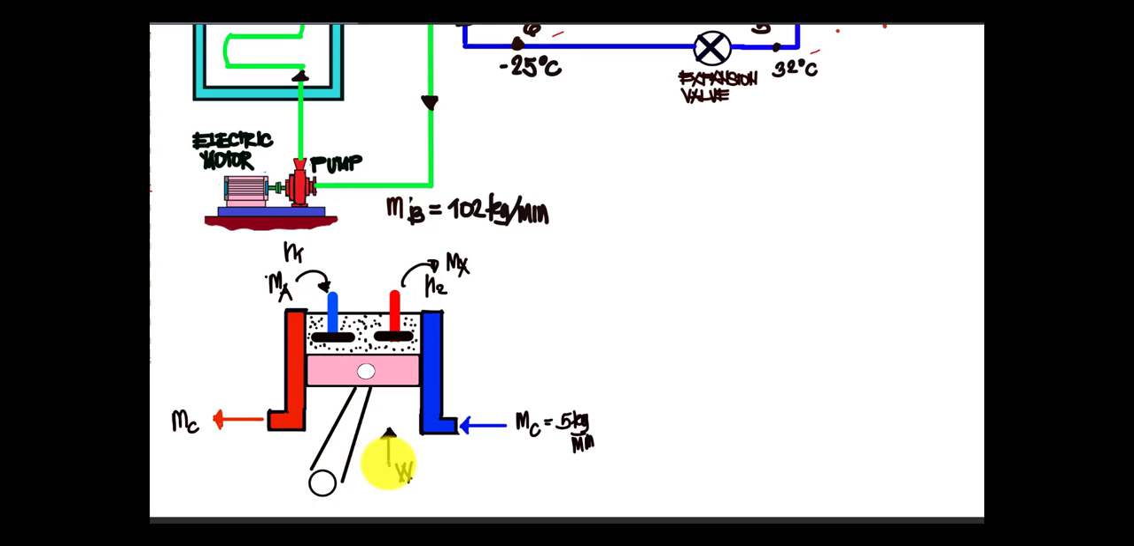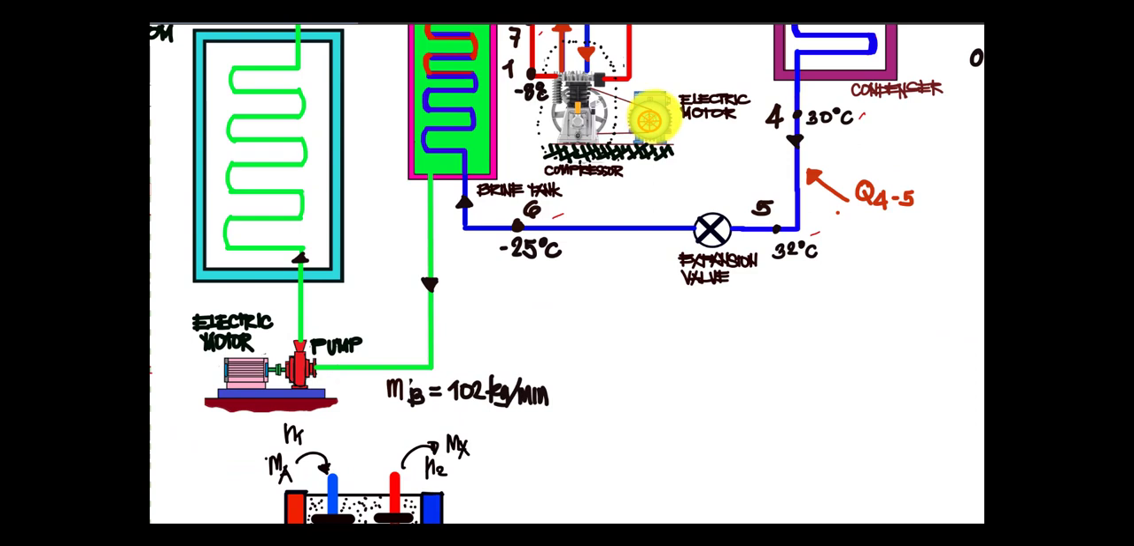That will be the work from the electric motor, which I showed here. By means of the flywheels and pulleys, we are able to transfer the work from the electric motor to the compressor in order for it to compress the air, or sorry, compress the refrigerant.